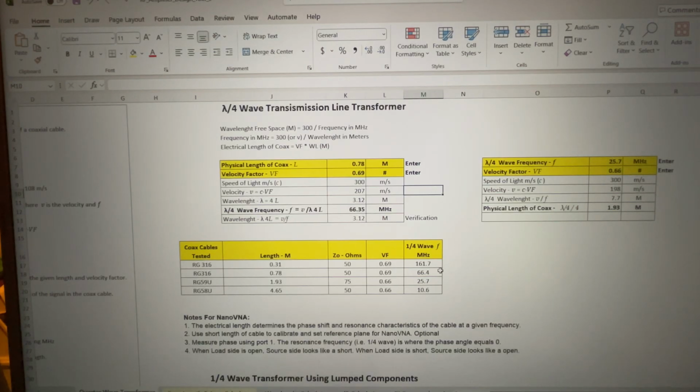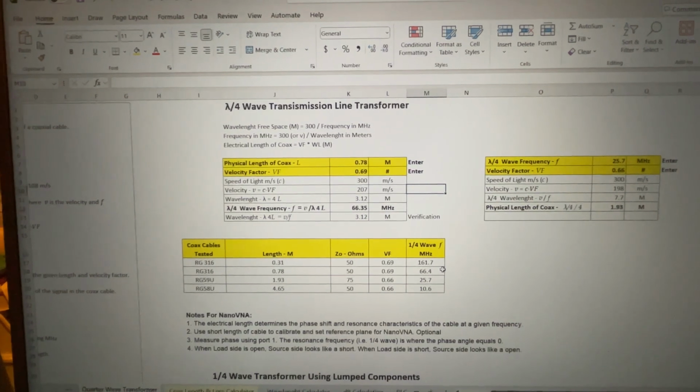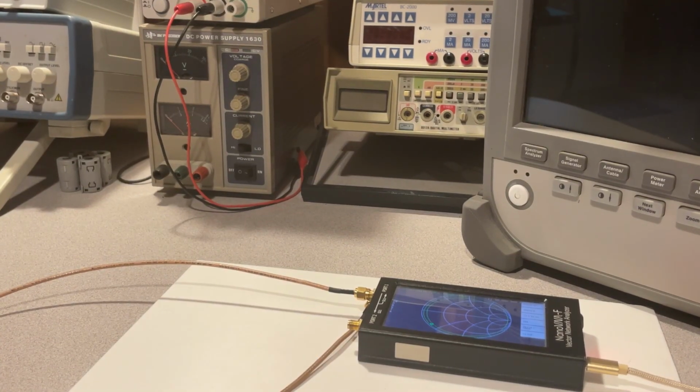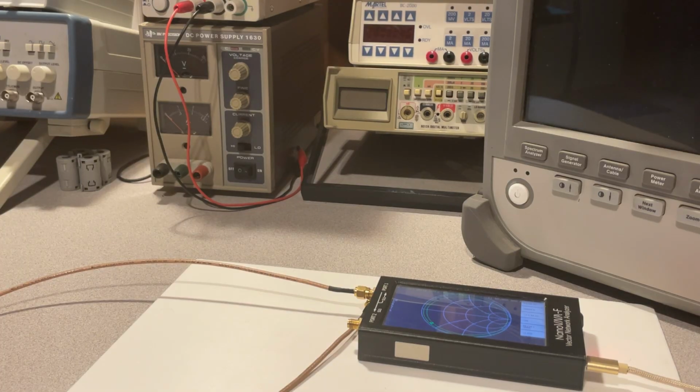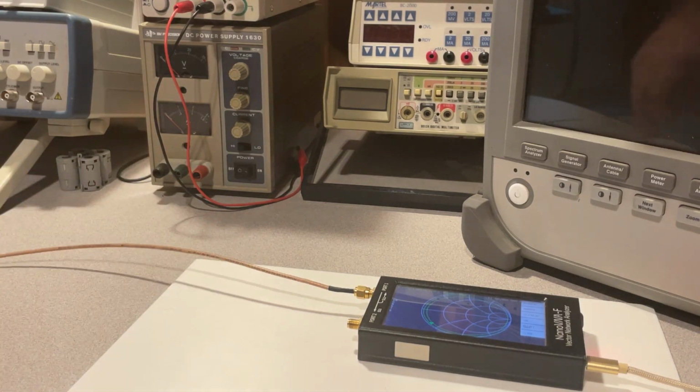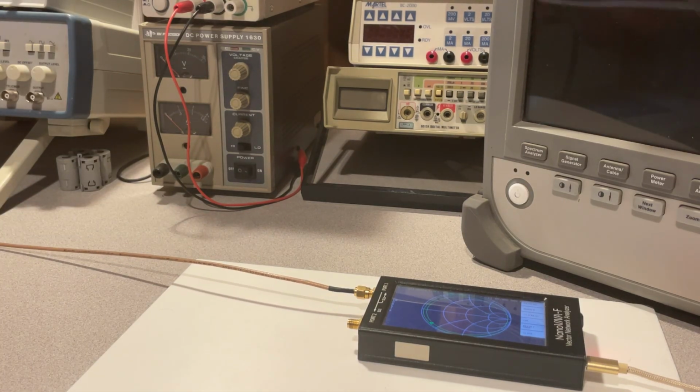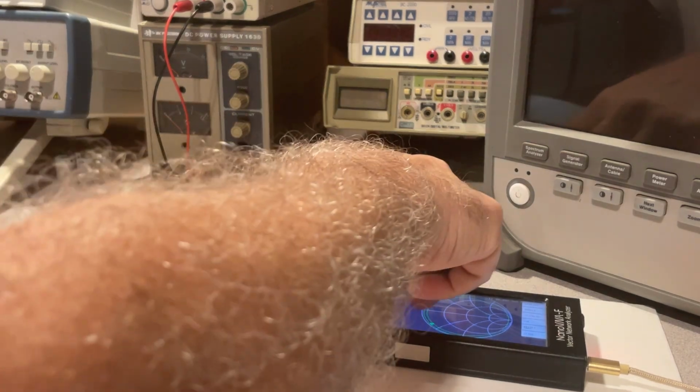And we'll go ahead and measure a length of coax and test that on the NanoVNA. So just give me a few minutes to set that up, and I'll be back. All right, so now I'm all set up. I've got the NanoVNA and my length of coax. So what's the first thing we said we need to do? Measure the length of coax.